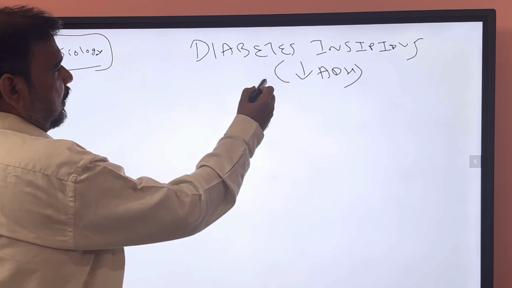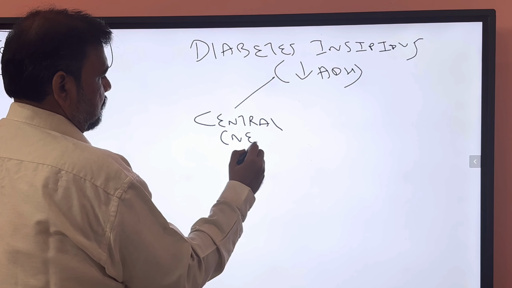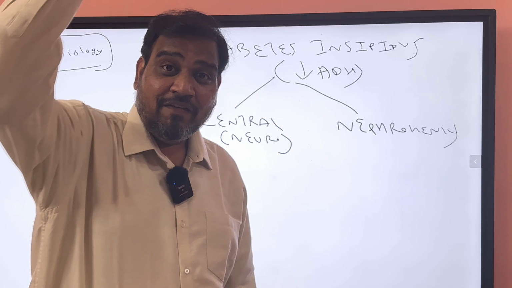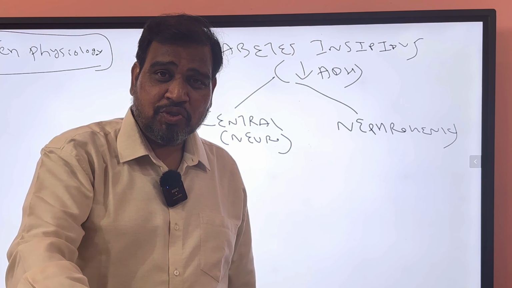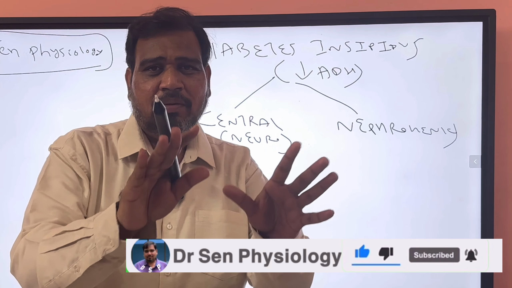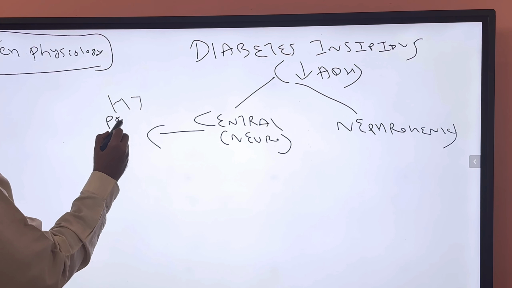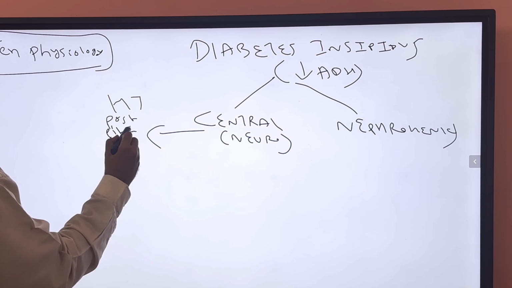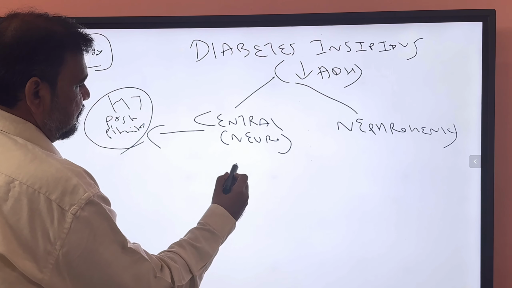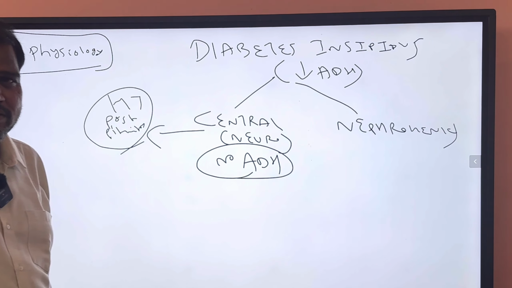Now there are 2 types of diabetes insipidus, central or neurogenic, and nephrogenic. As the name suggests, from the hypothalamus there is a control to the posterior pituitary, and the posterior pituitary is the one concerned with ADH. If there is any problem with the hypothalamus or posterior pituitary, that is called central diabetes insipidus. So in this case, ADH is very less or there is no ADH.